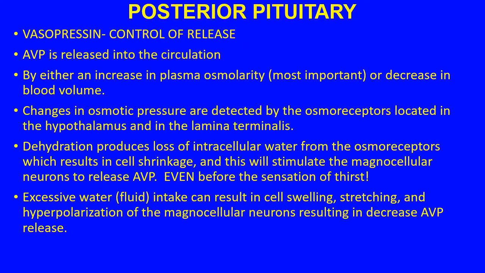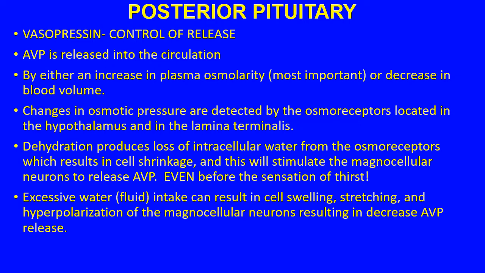Now, how do we control the release? Well, we've already started mentioning some of this. As I mentioned before, AVP is released into the circulation. It is unbound. All you have to have is either an increase in plasma osmolarity, and that seems to have the greater impact, or a decrease in blood volume.